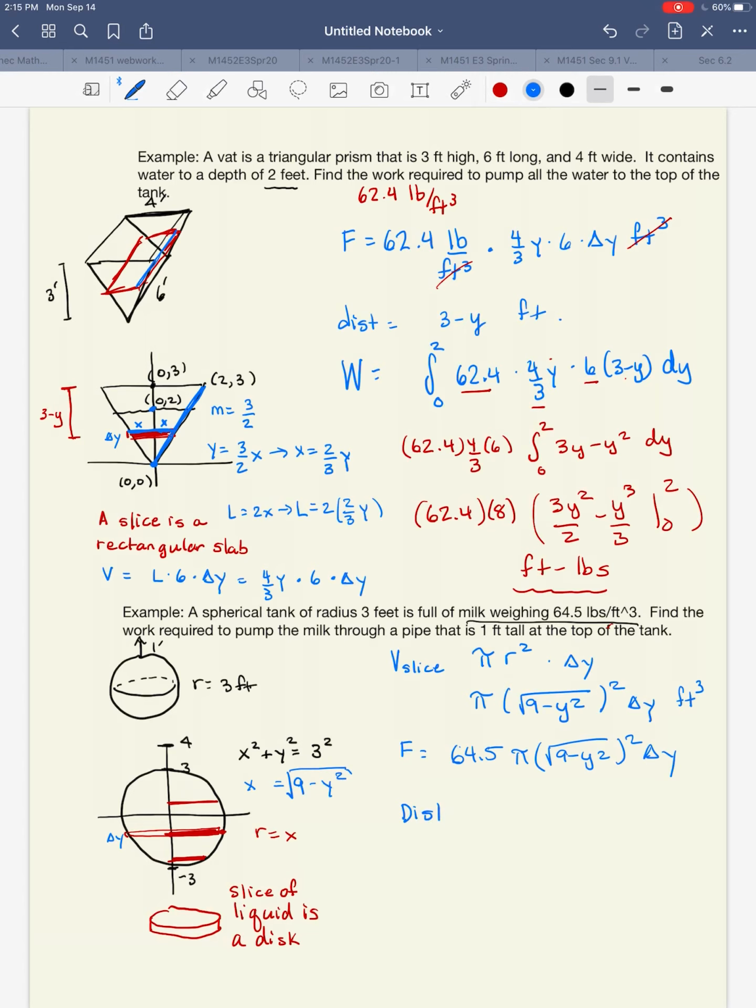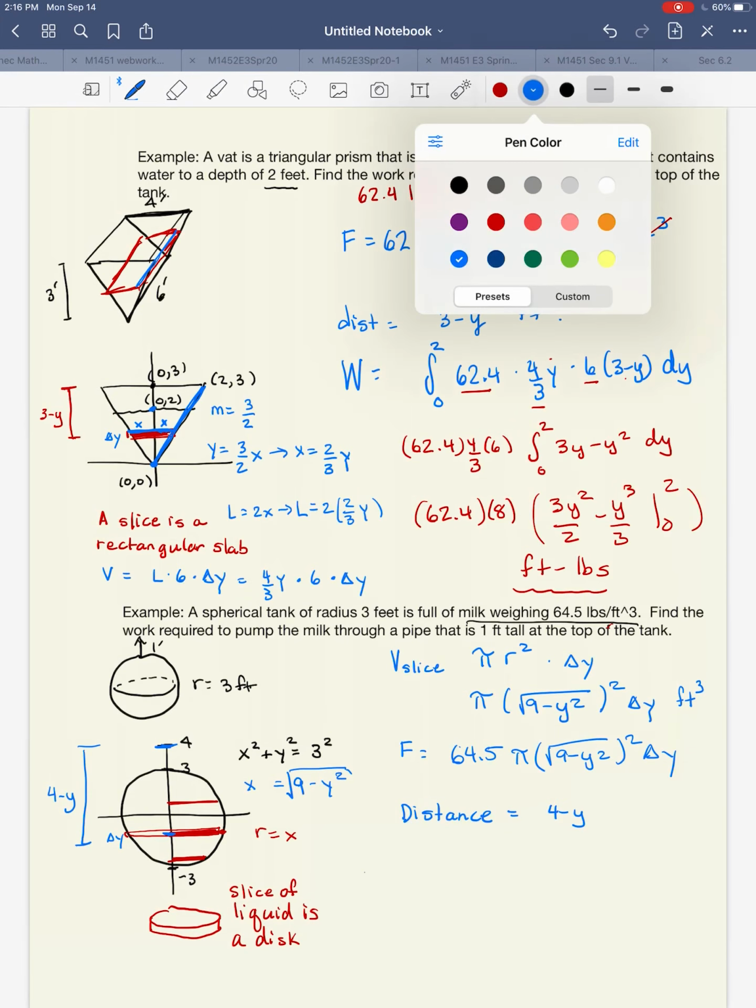Now the distance that it has to travel is from where it is at some arbitrary y-coordinate to a height of 4. So I take the top y minus the bottom y. 4 minus y is the distance. Now if y is below the x-axis, it'll be a negative number, and 4 minus a negative number will make that distance bigger than 4. So it makes sense. Now we multiply force times distance and put it in an integral.